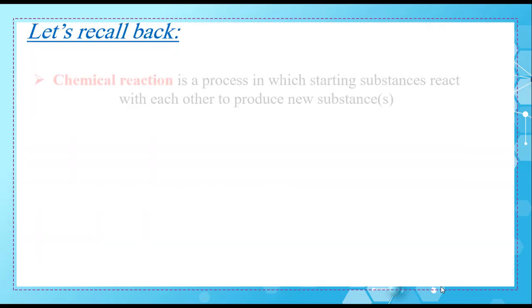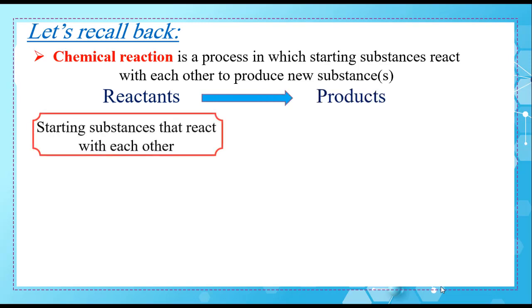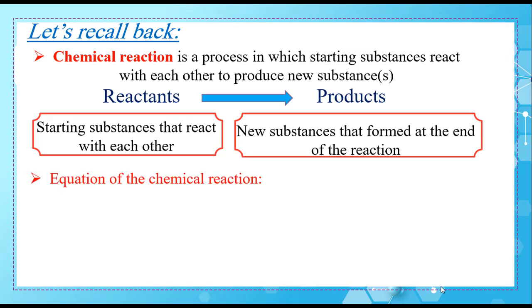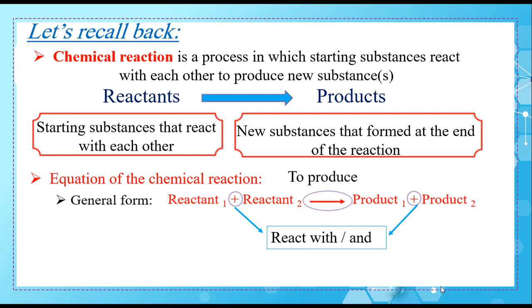We learned before that a chemical reaction is a process in which starting substances react with each other to produce a new substance or substances. A chemical reaction is made up of reactants and products. Reactants are the starting substances that react with each other, while products are the new substances formed at the end of the reaction. A chemical reaction can be represented by an equation which has the following form, where the terms "react with" and "and" are replaced by plus, and the term "to produce" is replaced by an arrow.